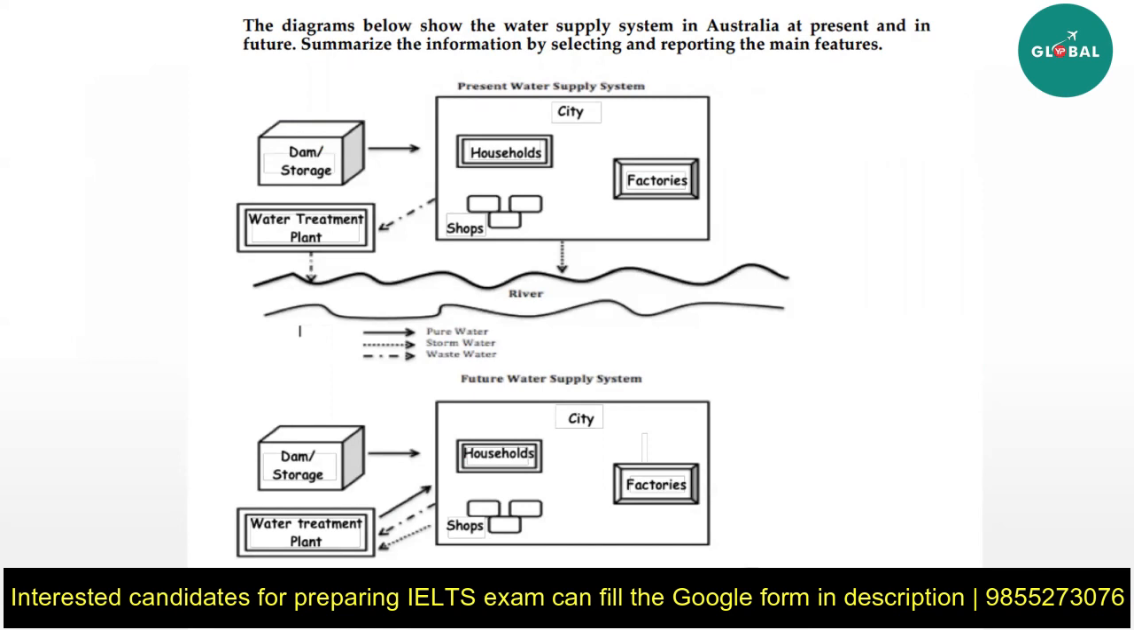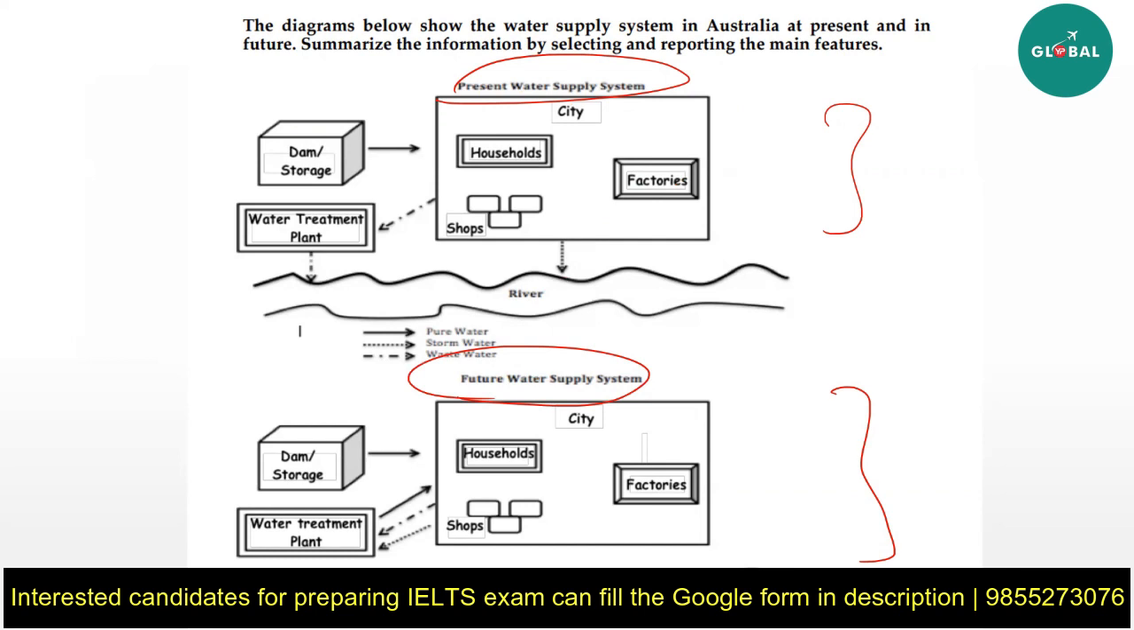So the question is telling you that there are two different diagrams here. The first one is telling you what the present water supply system in Australia is like, and the second one is telling you about the future water supply system. So you are given two diagrams and you have to point out the similarities and comparisons. That is, you have to make a comparative study in this question.